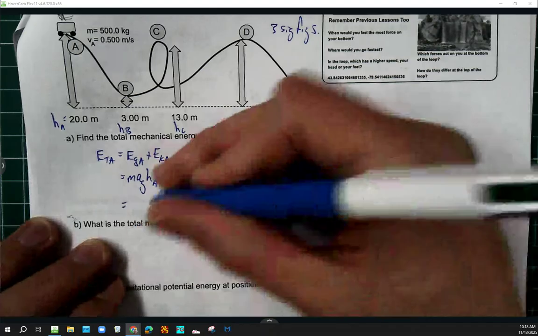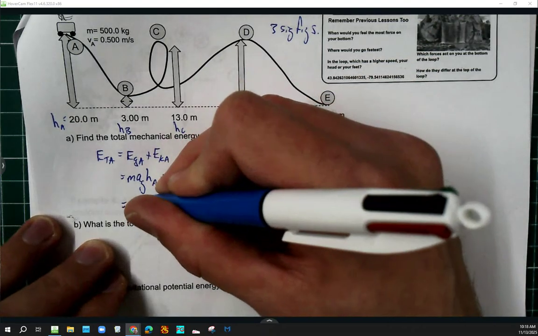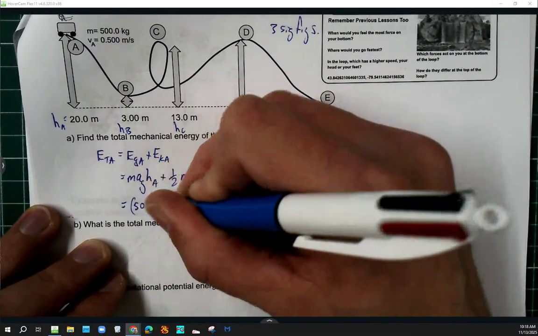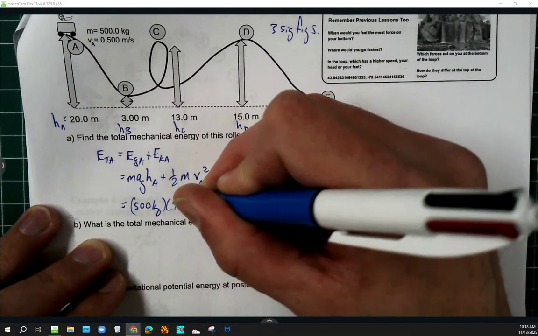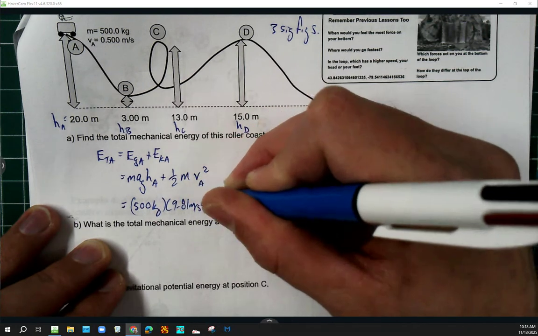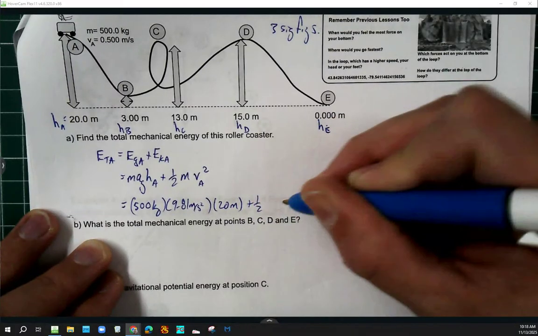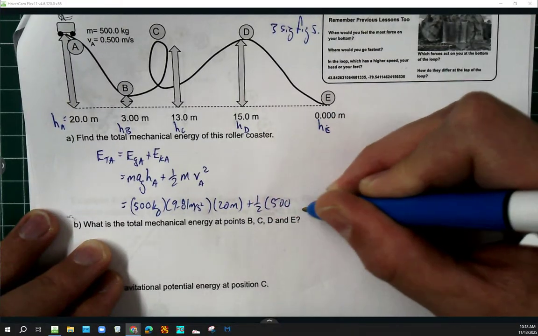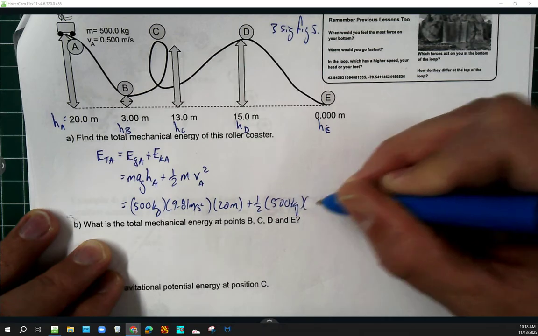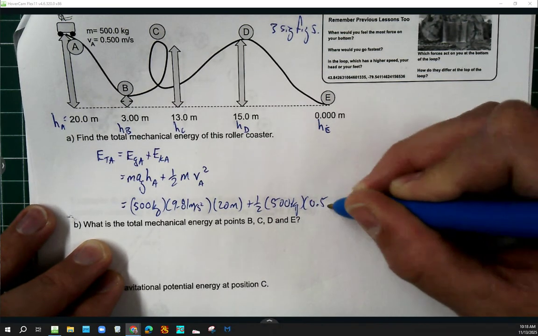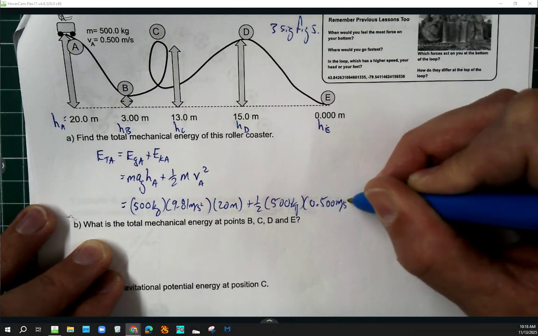And when I plug in my values, I've got this roller coaster that has a mass of 500 kilograms. It's on Earth, 9.81 meters per second squared. It's at a height of 20 meters. And it's moving along at a speed of, what does it say? 0.500 meters per second. Don't forget to square it.